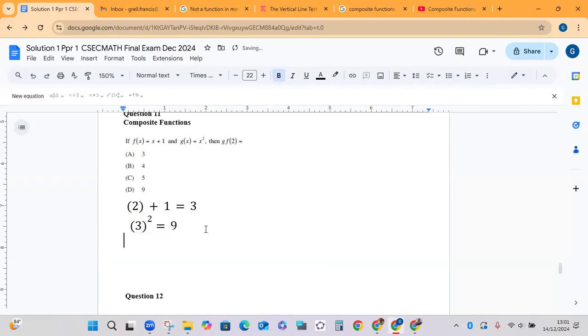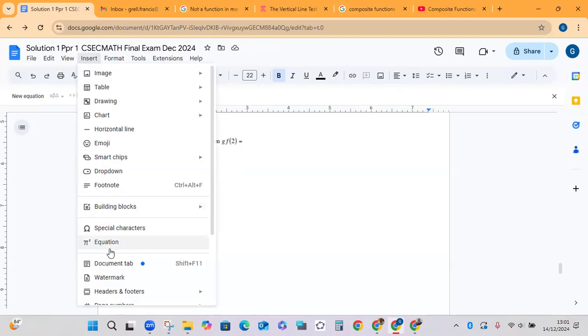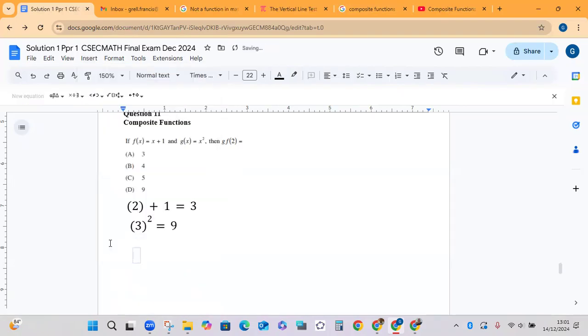Or you could substitute the entire function f into g first, because g is the main function, f is the sub function. So you can leave the 2 for a while and substitute f into g. G is the main function, and g is x squared, bracket squared. What do we put into that bracket? F. What is f? X plus 1. So this is fg of x. No, gf of x. G is the main function. Gf of x.